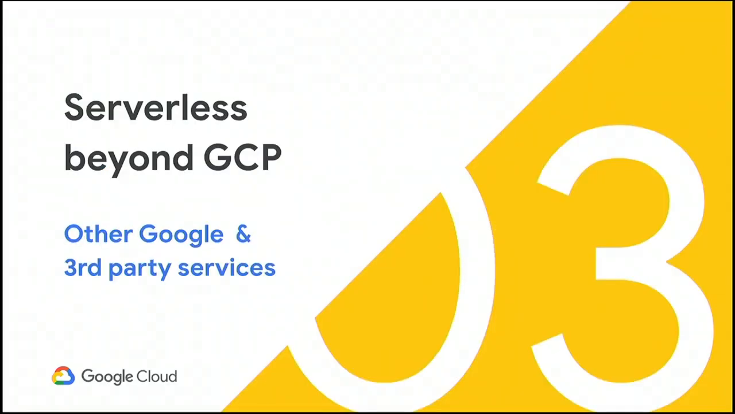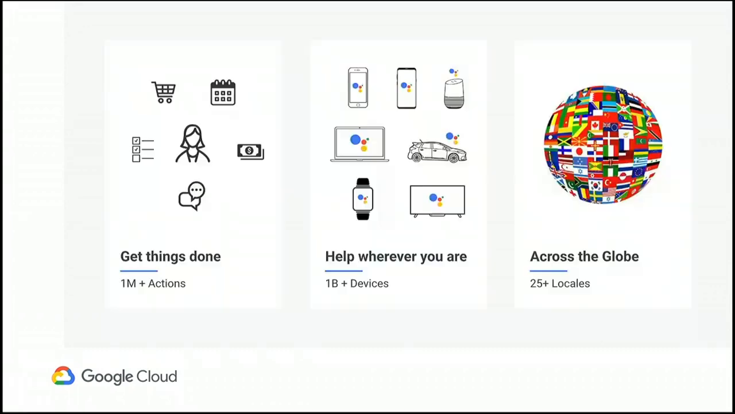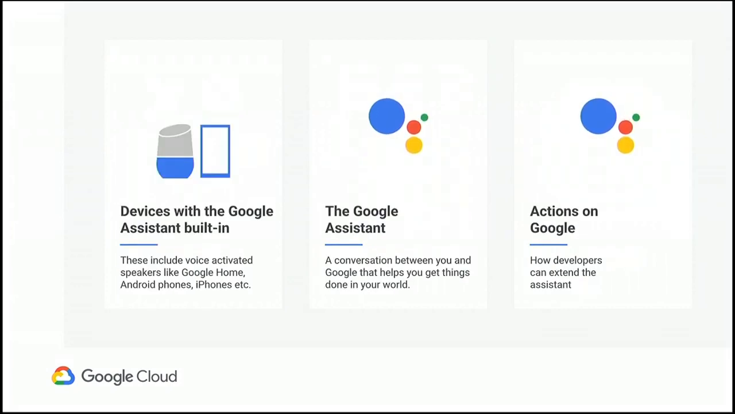All right, so now we're going to do serverless beyond GCP. Specifically, we're going to talk about Google Assistant, which we talked a little bit about this morning in the keynote. So Google Assistant, wildly popular. It's on over 1 billion devices at this point. So this is everything from smartwatches to iPhones to Android phones to computers, TVs, automobiles. There's over 1 million different actions, over 1 million different things that it can do. And it's over 25 different locales, so that's languages and locations. And there are 3 parts to the Google Assistant.